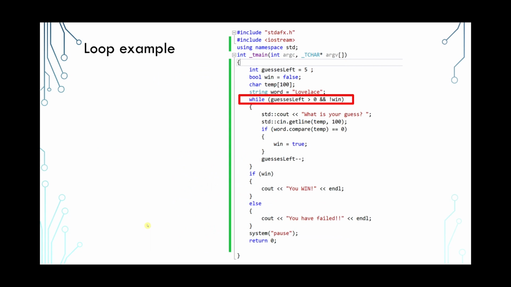Here it is in a loop example. So it's like if you have guesses left greater than zero and you're not winning, you can keep playing. Like this one is going to ask you, what is your guess, and keep going, and so on. So basically, if you have two conditions, you did not win, because this is the not winning, and you still have guesses left, greater than zero, then keep playing.